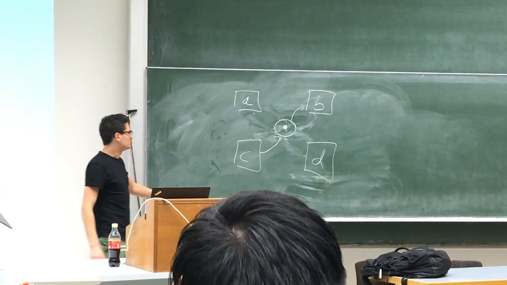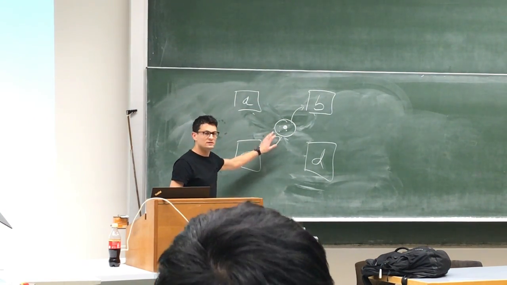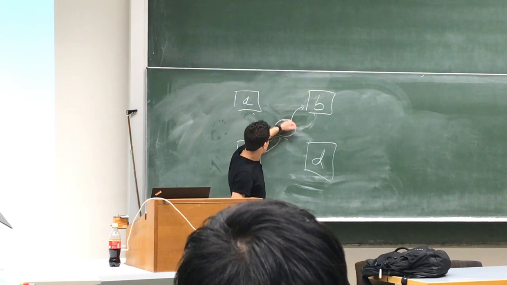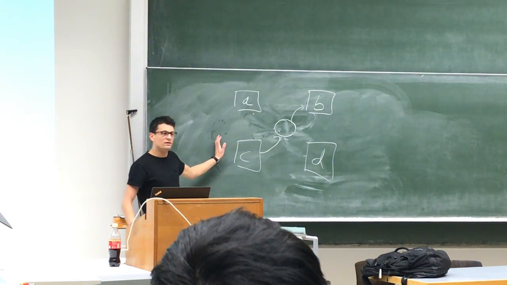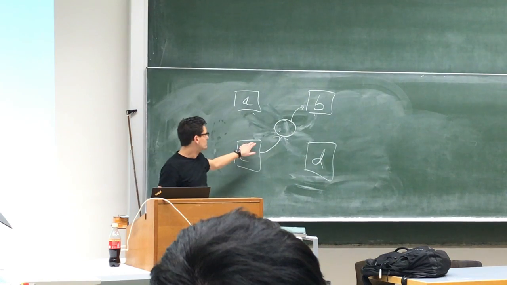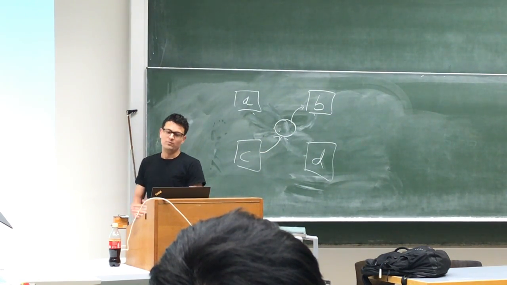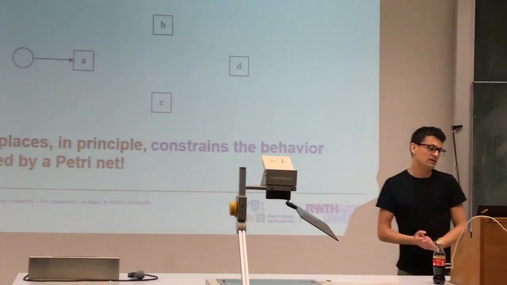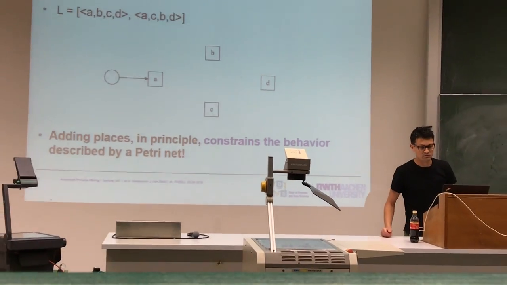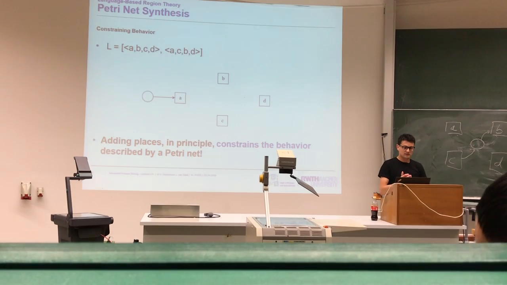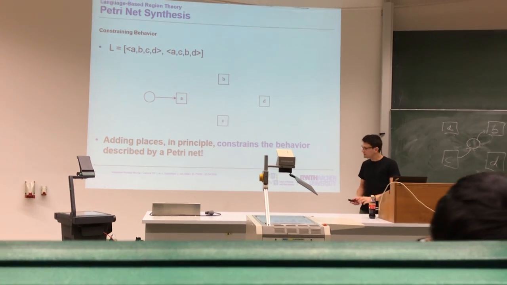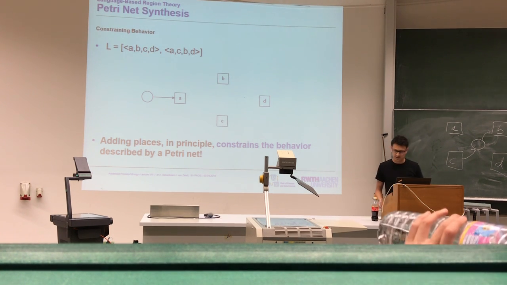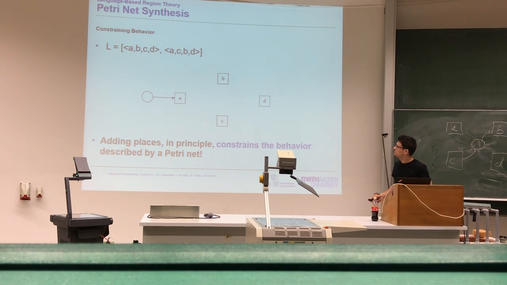You see actually that I'm generating a more constraining place. Because if we remove the tokens to get even more constrained, now I can only fire B if I already fired C. So in principle, adding places to any Petri net in general only constrains the behavior more. We can do less. And this is the conceptual idea behind language-based region theory. So if you understand this, the rest will also be understandable.